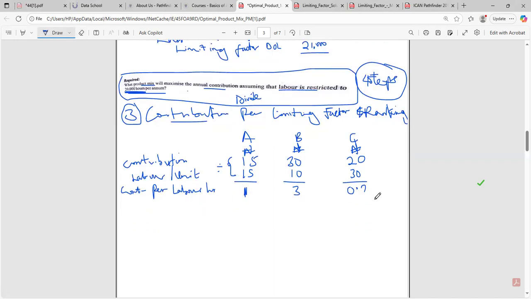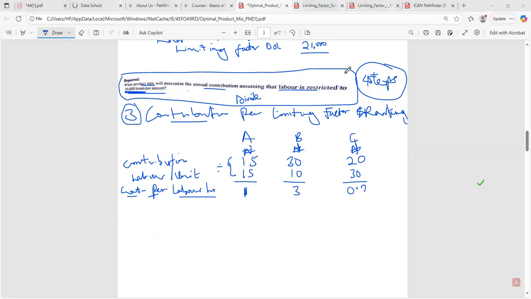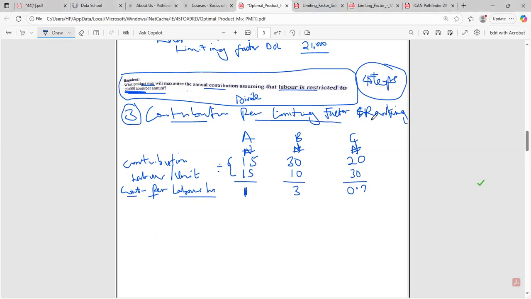The answer that I'm getting here is what I call contribution per labor hour. Don't forget that our labor hour is the limiting factor, so it can still be contribution per limiting factor. Once you get your contribution per limiting factor, the next thing for you to do is to rank. That's why I joined both of them together. So put your ranking. Ranking simply means which one should come first, which second, which third.